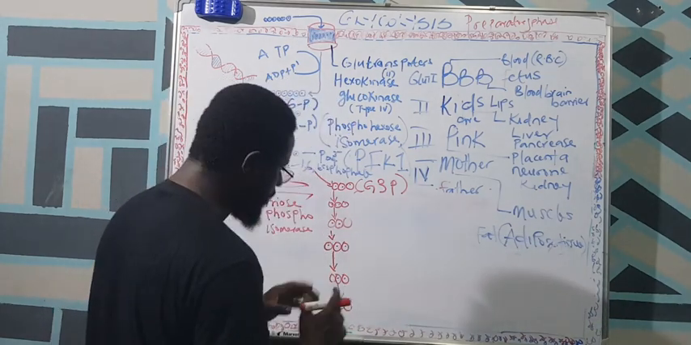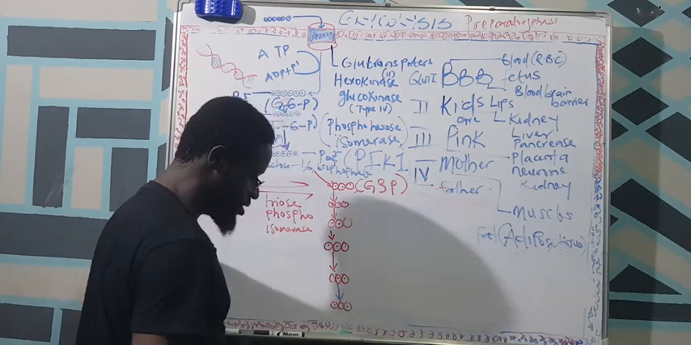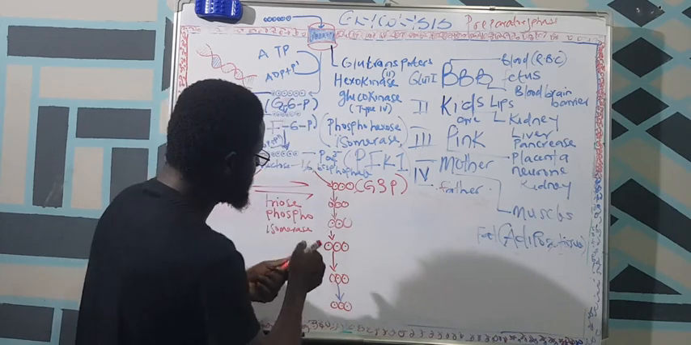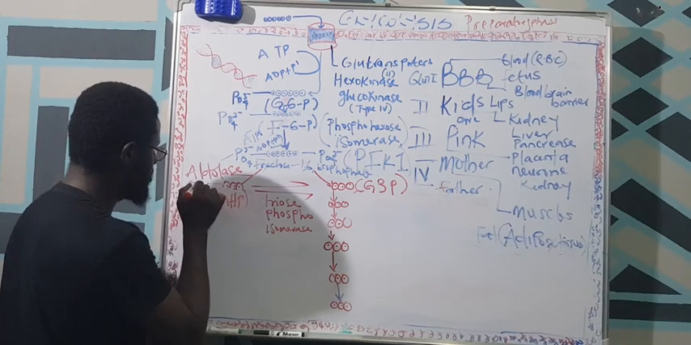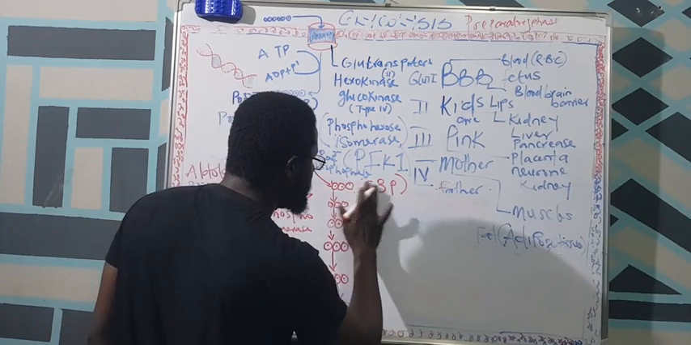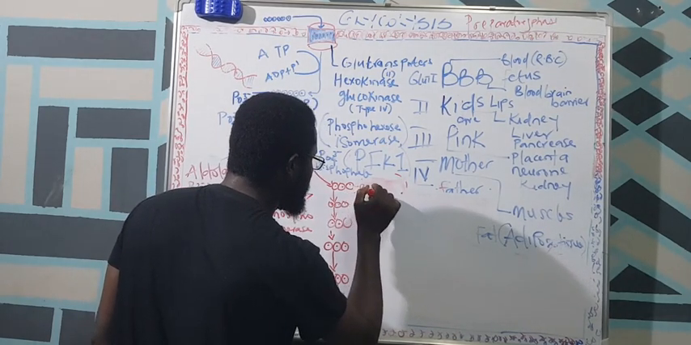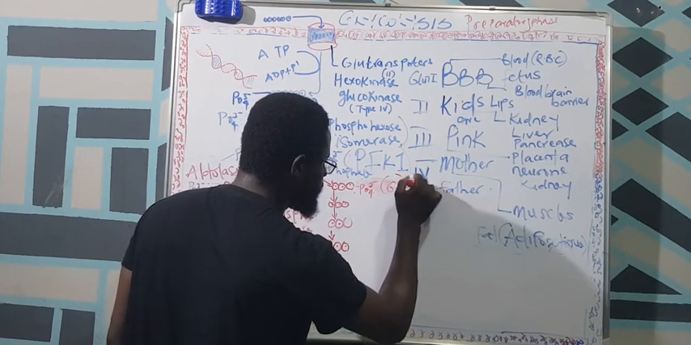So you have to pay attention because this is very, very important. We need to understand this step. Now there's a phosphate group here, mind you, and we'll have a phosphate group here too. Glyceraldehyde 3-phosphate.